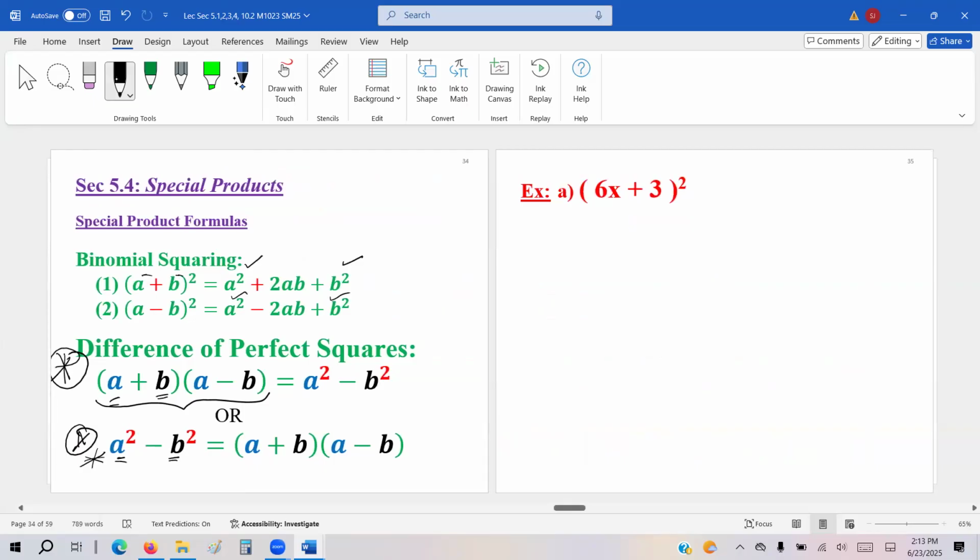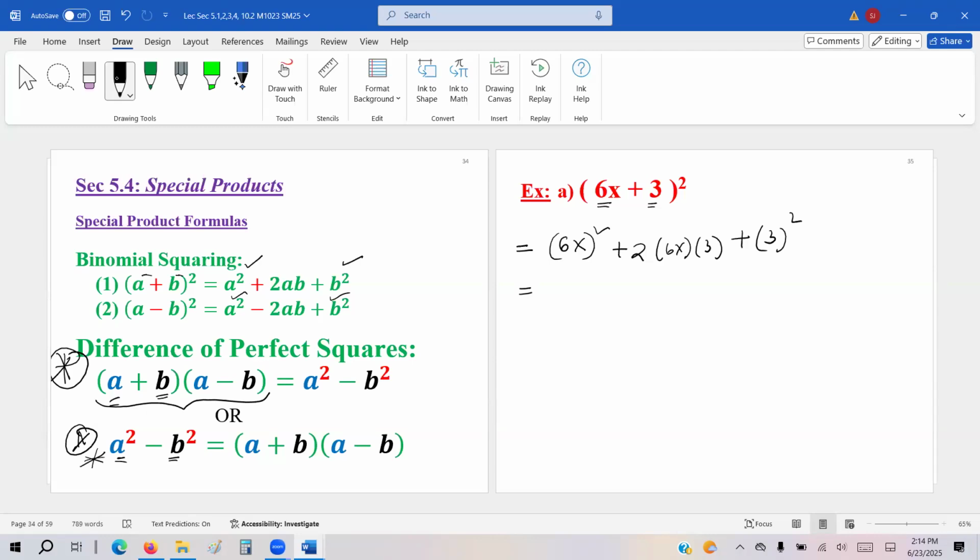Now let's do some examples. Let's say we have 6x plus 3 squared. Two choices: either use this formula or multiply twice. Let me use the formula. The formula says take both of them, square them, and then add twice their product. So first term square plus second term square, and now we add twice their product. The first one is 6x, the second one is 3. That's it, this is the formula. And now all you have to do is rewrite it.